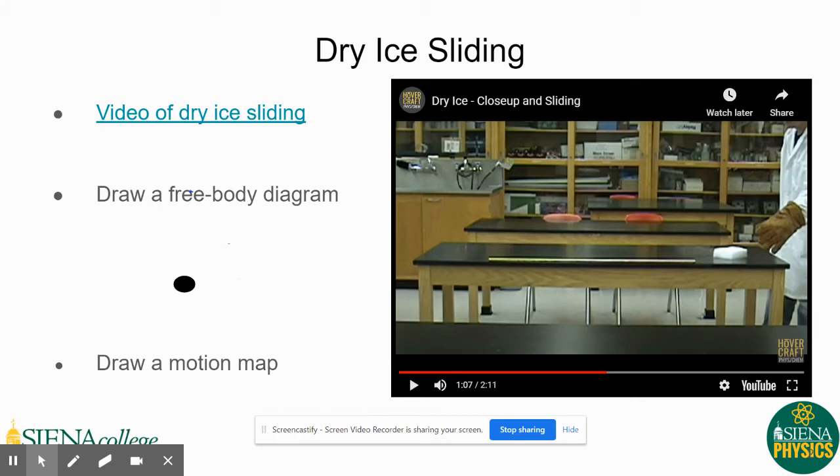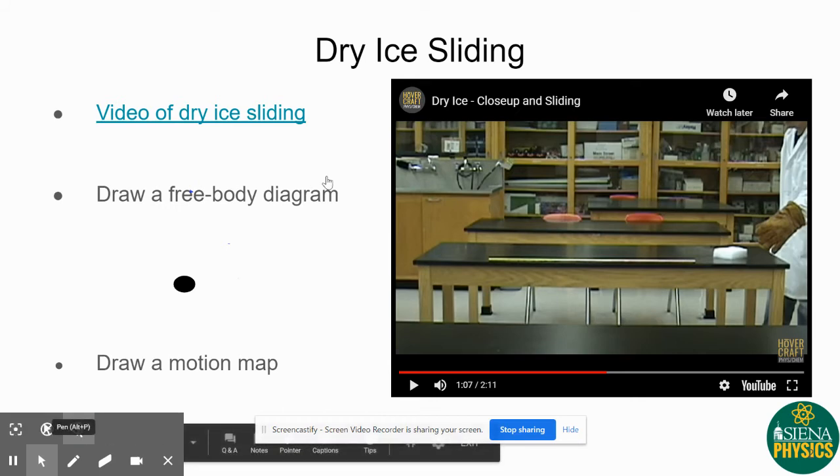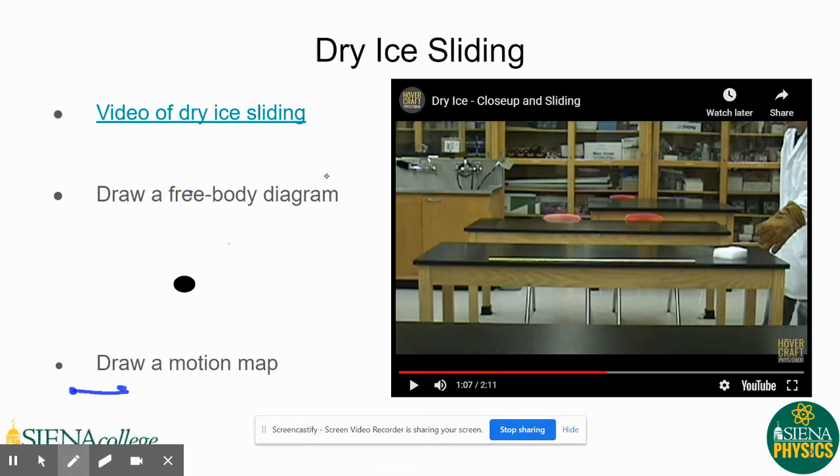So we're gonna draw our motion map first. So it's moving at a constant velocity. So I'm gonna have my dots at the same distance apart to show that my velocity is the same and it doesn't change over time. Something like that. So we're moving from left to right.